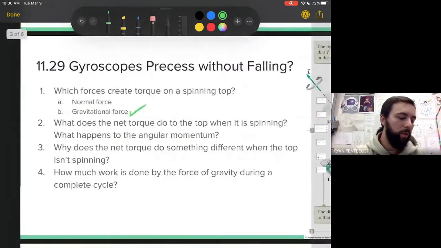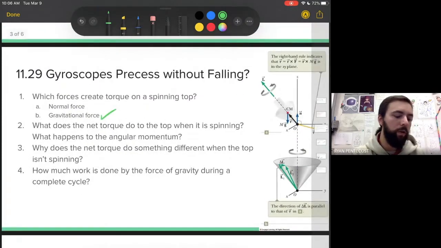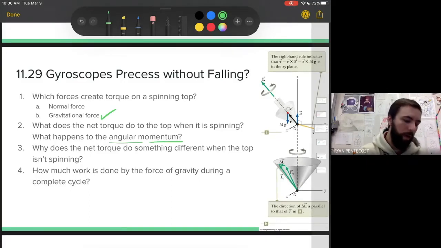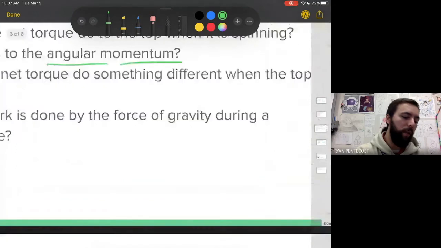Now for number 2, what does the net torque do to the top when it is spinning? Here, what the net torque is doing to this top is changing the angular momentum. However, it doesn't just change the vector in any specific way. It's going to change the angular momentum vector in a very important way, and that is because the angular momentum is only going to be changed in its direction.